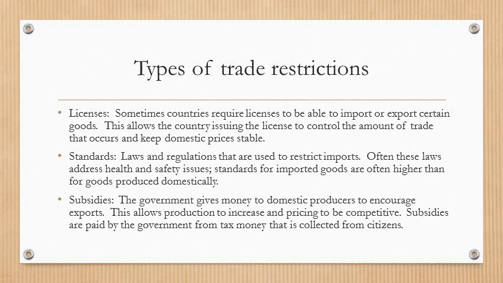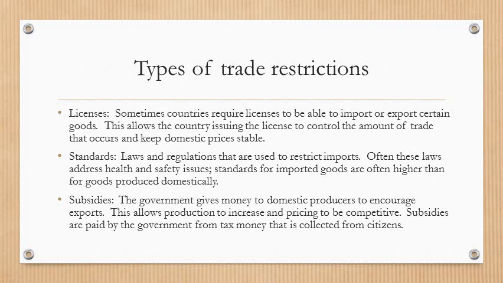imported fish that can be sold, they may only issue licenses to certain countries or companies to sell imported fish in the United States. Then that gives domestic producers of fish in the United States more control over the market.